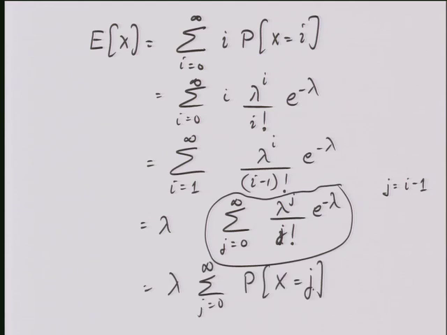So that's all lambda. Right? This expression was just the probability x equal to j. And so, if you're summing up the probability x equal to j over all values of j, that's got to be equal to 1. So we can sort of verify that.